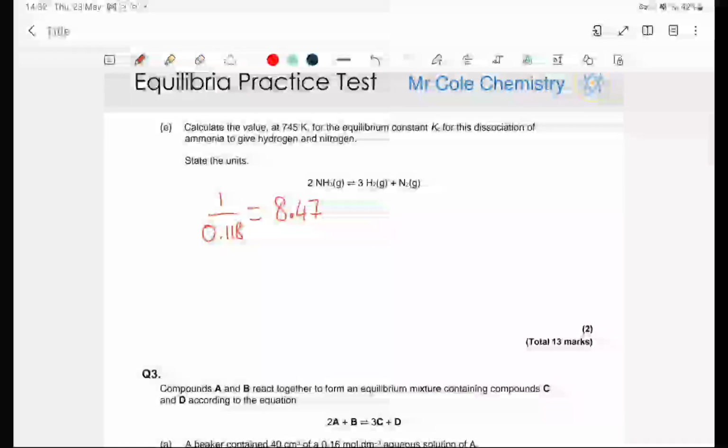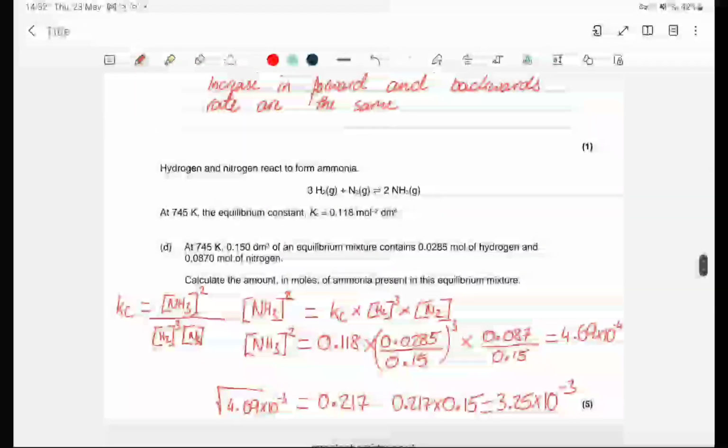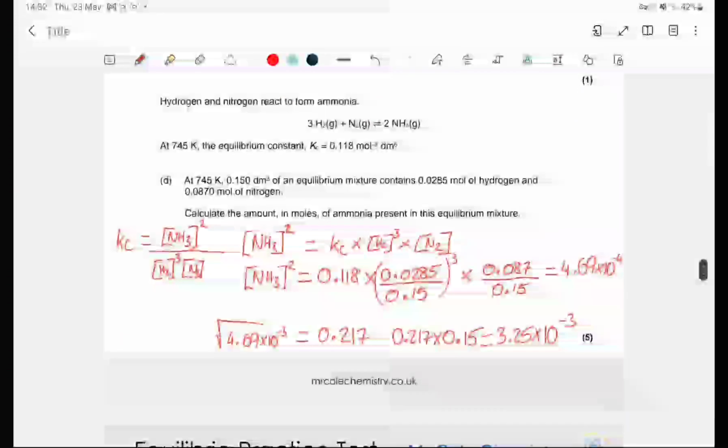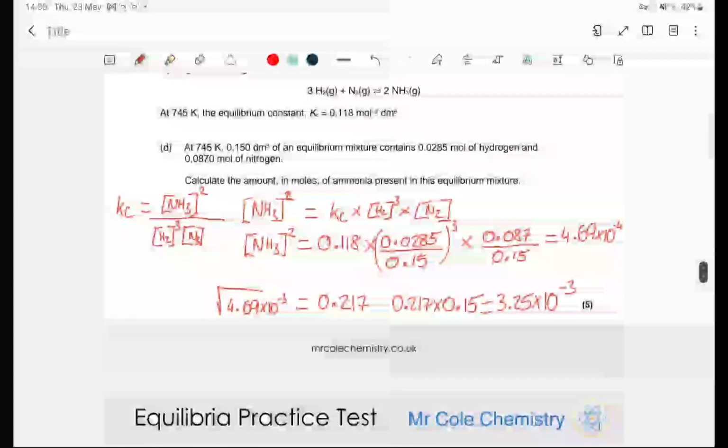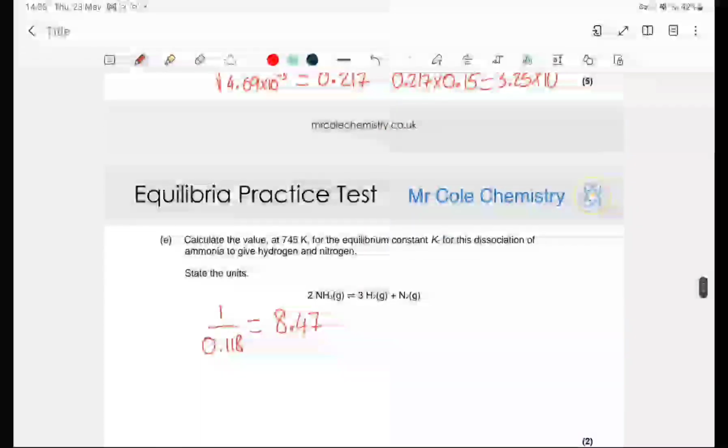The same concept applies to the units, where if you look at the units in the expression above, the units were moles to the minus 2, dm to the 6, and for the backwards reaction it will be the inverse of that, so it will be moles to the power of 2, dm to the minus 6. Moles to the power of 2, dm to the minus 6.